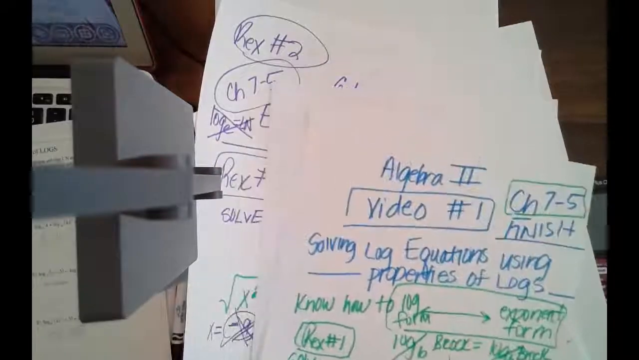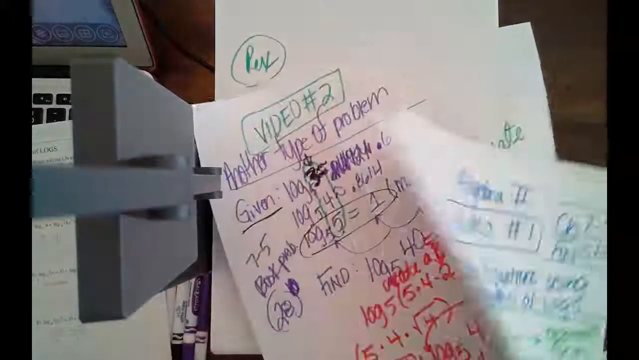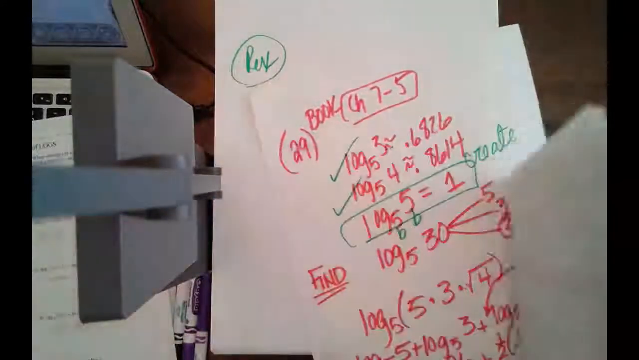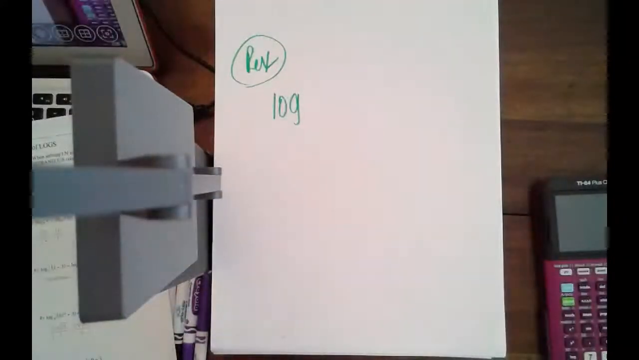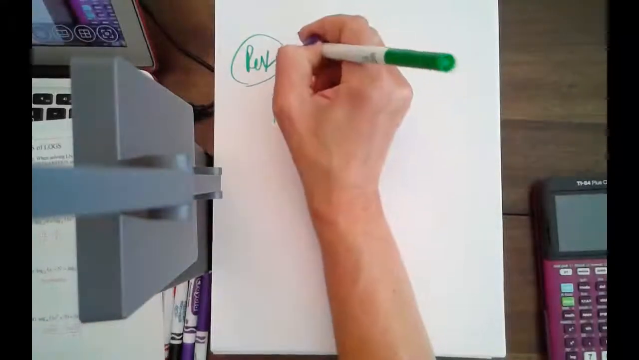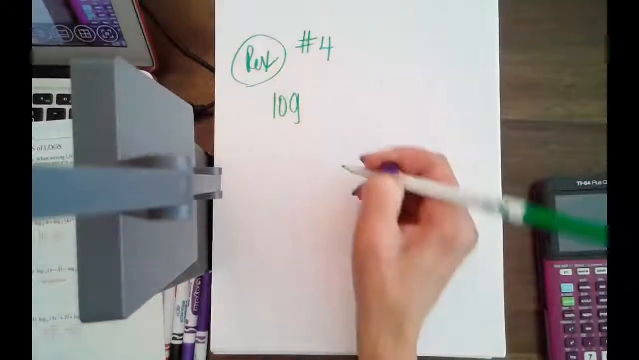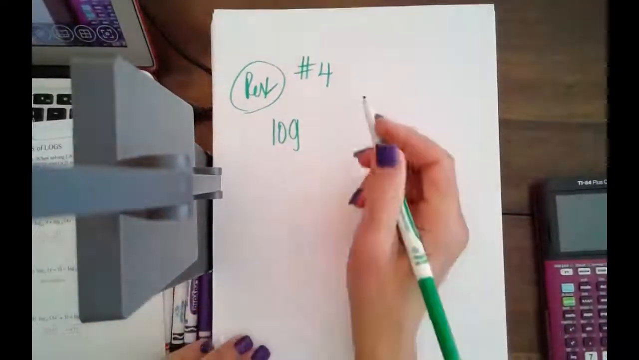All right, that's Rex number 1. That was Rex number 2. Rex number 3. And then the others I came out of the book, so there really aren't Rexes. So this would be Rex number 4. Okay, Rex number 4. Solve.